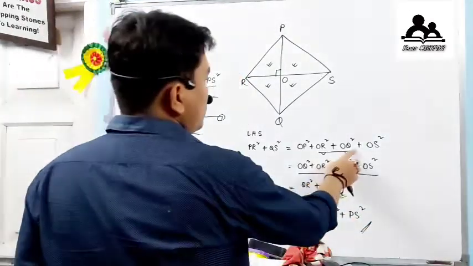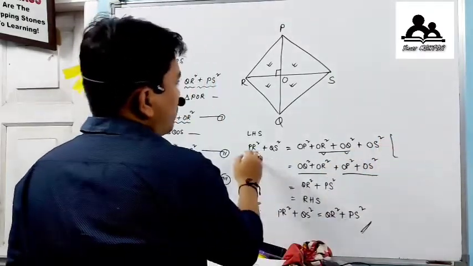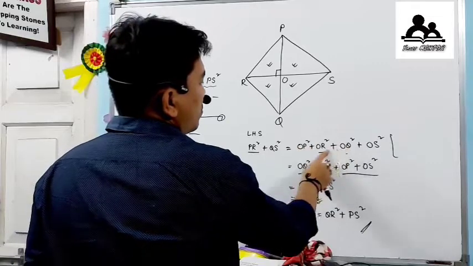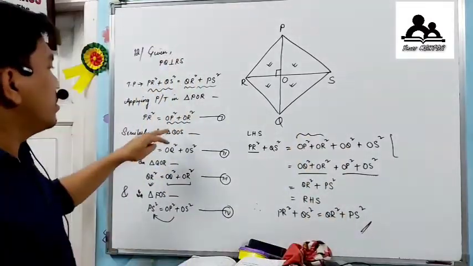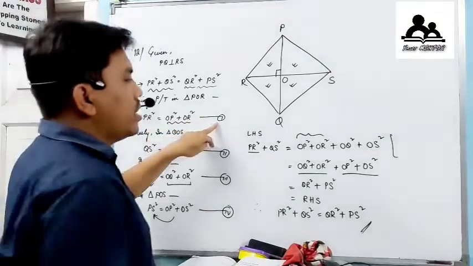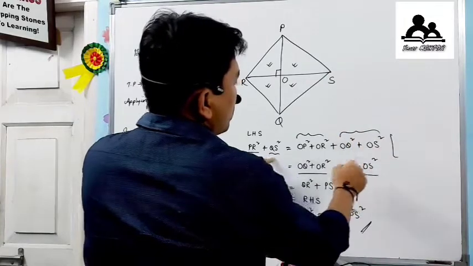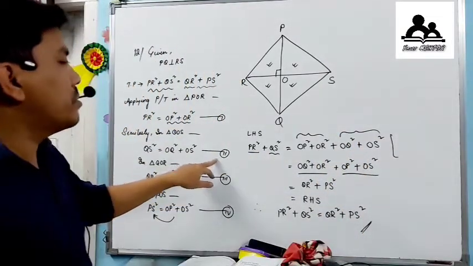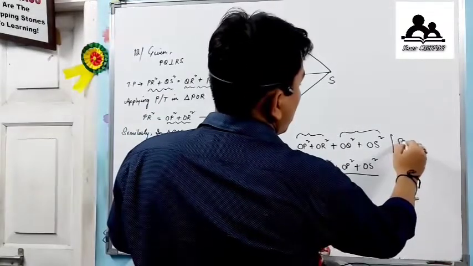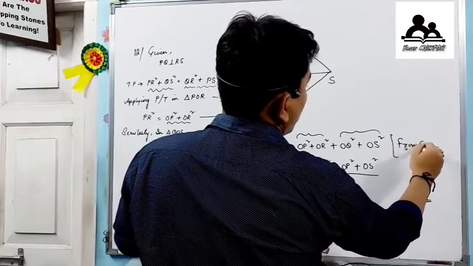Here don't forget to write something. PR square is equal to OP square plus OR square, which we have written in equation 1, isn't it? And in place of QS square we have written OQ square plus OS square, which we got from equation number 2. So here it is very important to write from 1 and 2.